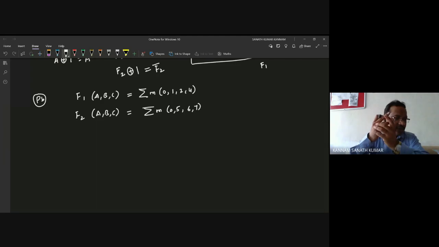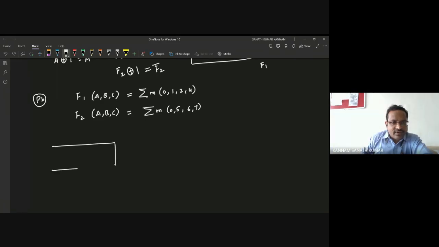So we have to minimize these two functions by using the K-map. So you need to take into consideration F1 as a true form and F2 as a complemented form. Suppose I am taking F1, so I am drawing the K-map for F1. This is A, B, C, 0, 0, 0, 1, 1, 0, 1, 1, 0, 1. So this is for F1.